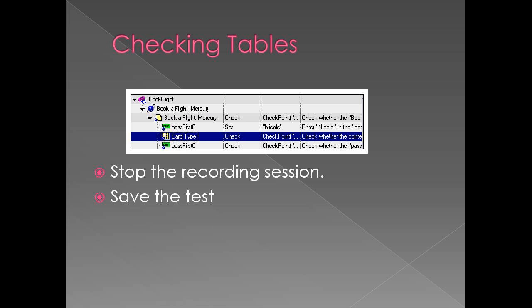G. Accept the rest of the settings as default and click OK. Quick Test adds the table checkpoint to your test. It is displayed in the keyword view as a new step under the Book a Flight Mercury page. 5. Stop the recording session. Click the Stop button to stop recording. 6. Save the test. Choose File, Save, or click the Save button.